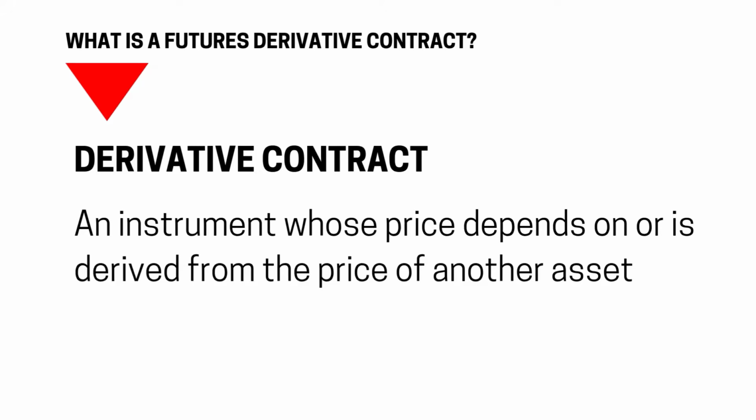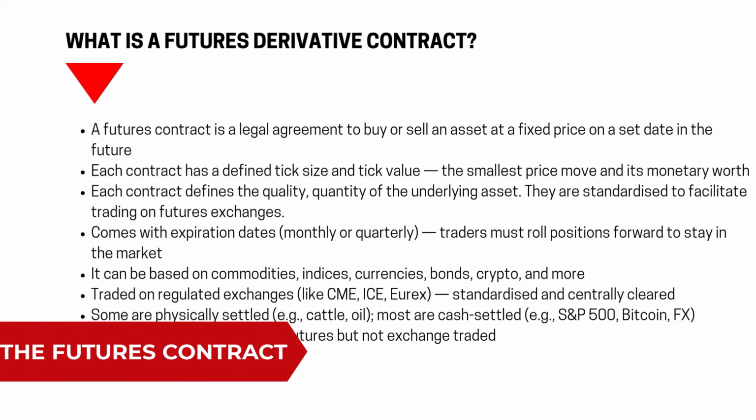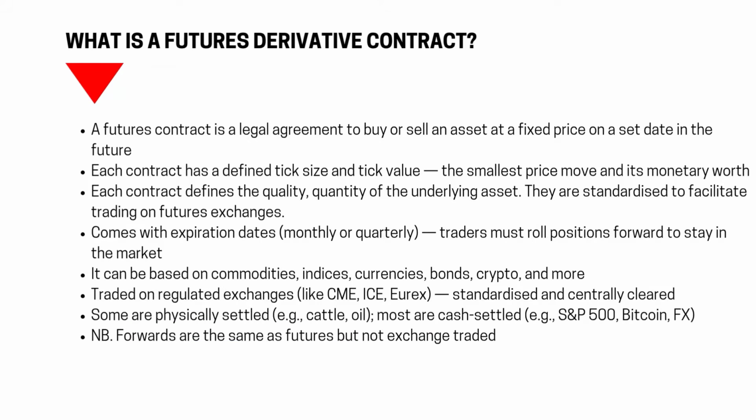So as it says there, a derivatives contract is an instrument whose price depends on or is derived from the price of another asset. So we know it derives from another asset, but what exactly is a futures contract? It is quite straightforward really. It's a financial contract obligating the buyer to purchase an asset or the seller to sell an asset, like we say, a physical commodity or a financial instrument, at, and this is the important bit, a predetermined future date and price. And those contracts will also detail stuff like quality and quantity of that underlying asset.